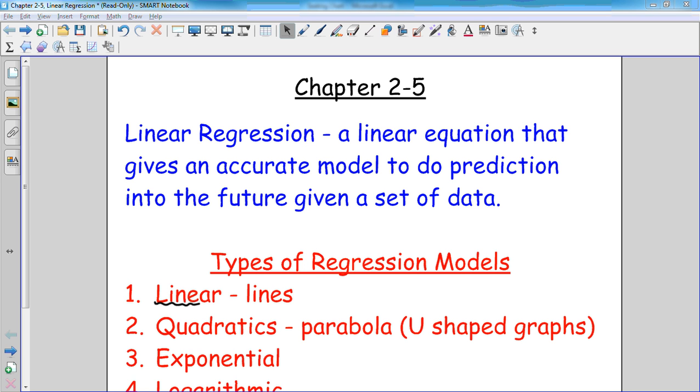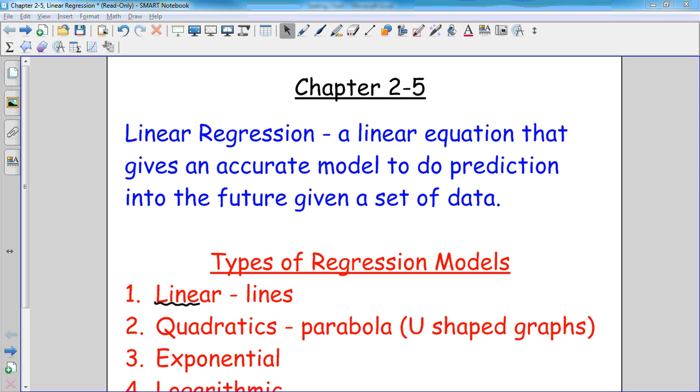Linear regression is a linear equation that gives an accurate model to do predictions into the future given a set of data. Okay, now what the heck does that mean? Well, what's linear mean, first of all? A line, right? Have you guys ever heard of people predicting the population in year 2050?